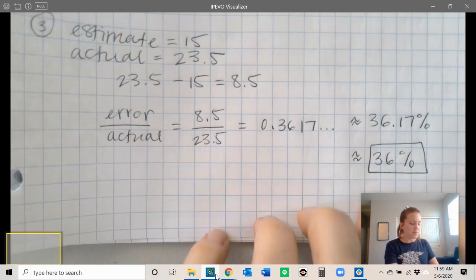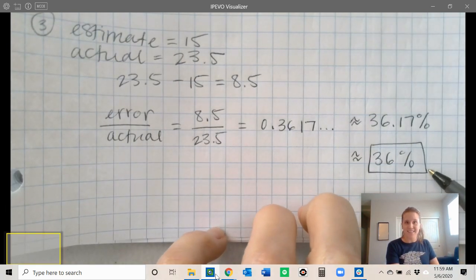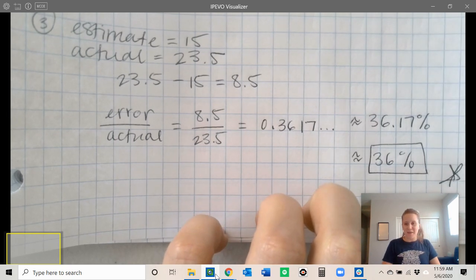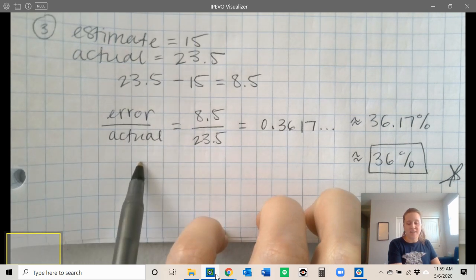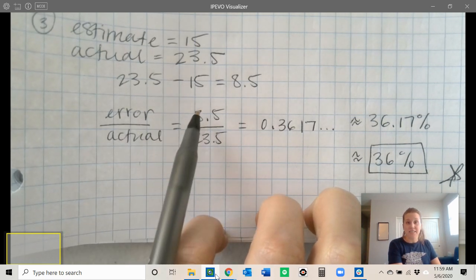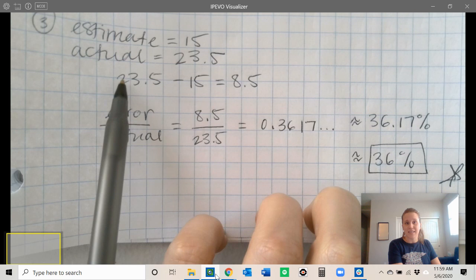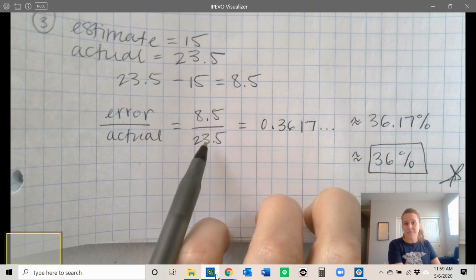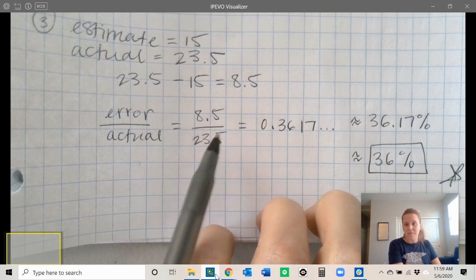All right, folks, my percent error was 36%. Did you get that? I hope so. I'll put a big star next to it on your paper if you got it. Just quickly, I used the write a fraction strategy. The error was 8 and 5/10. I got that by subtracting. The actual was 23.5 feet. I did division. I just used my calculator. You're welcome to do that.